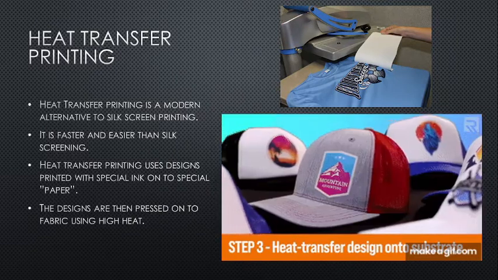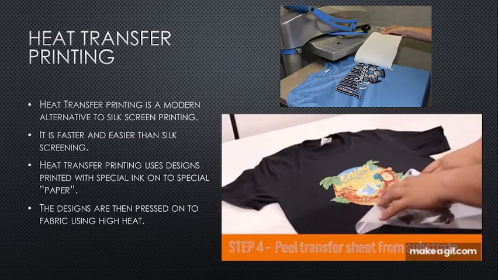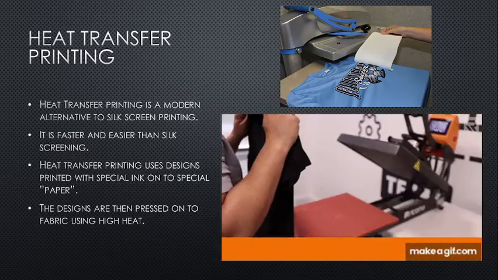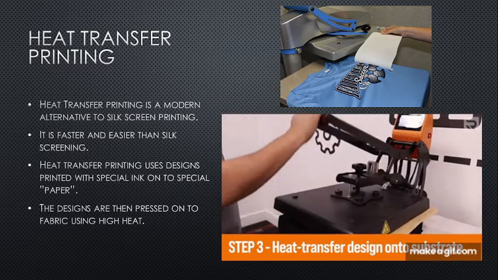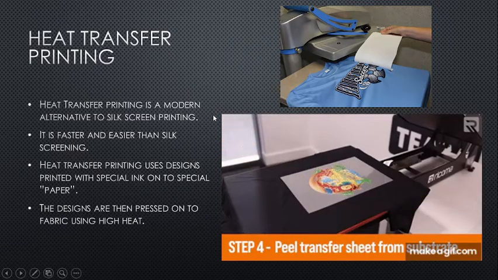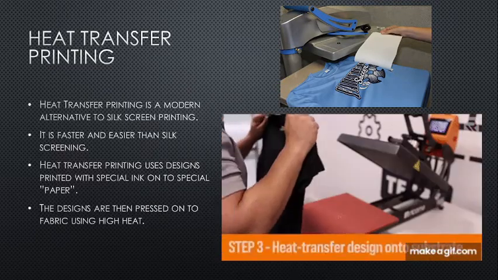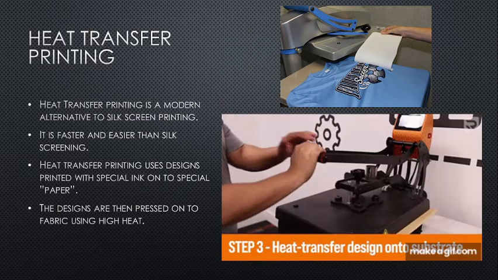Heat transfer printing uses designs printed with special ink onto special paper. It comes out of a special printing machine on what's called transfer paper or heat transfer paper. The designs are then pressed onto the fabric using high heat.